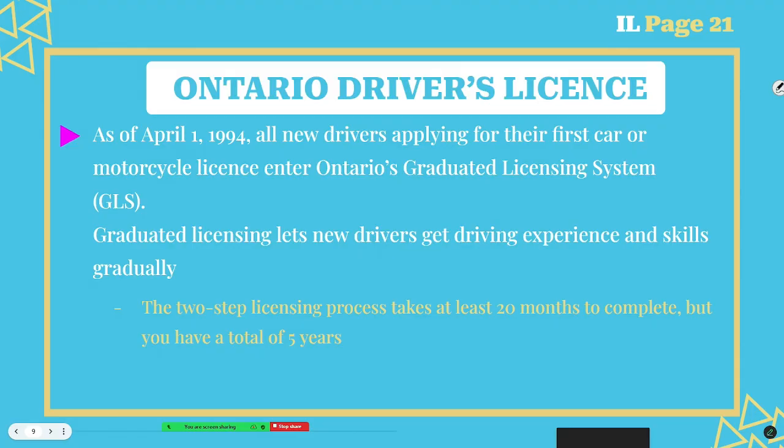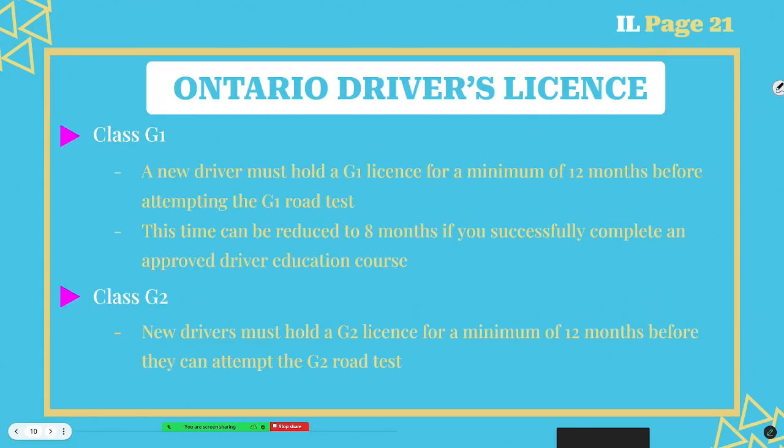Because of this gradual release, Ontario has a two-step licensing process. It usually takes a minimum of 20 months to complete, but you do have a total of 5 years. So the fastest you can get it done is 20 months, but you can draw it out over 5 years. So what is this two-tier system?